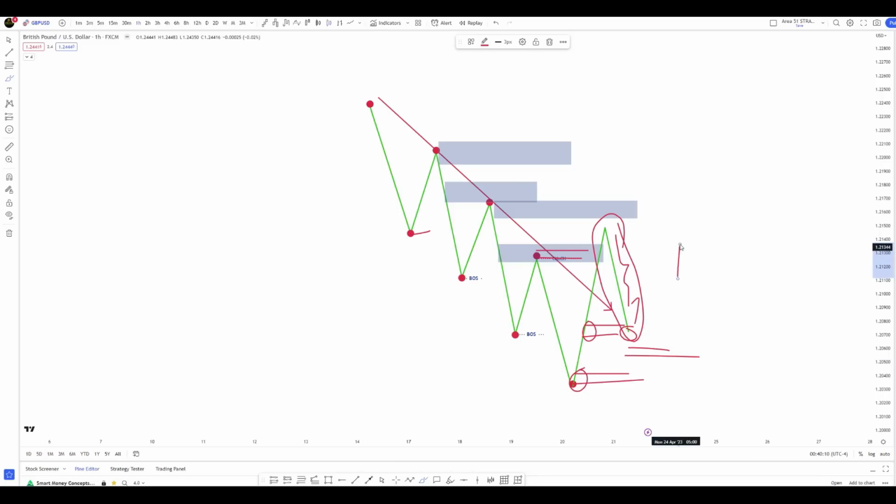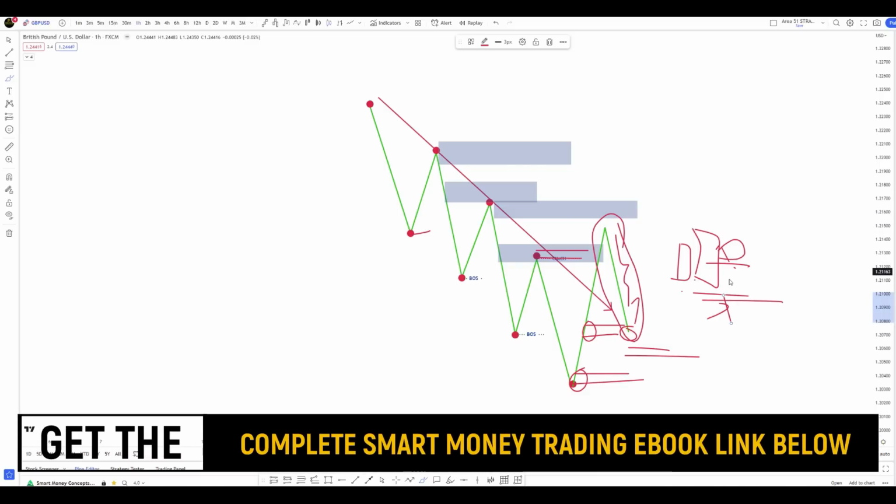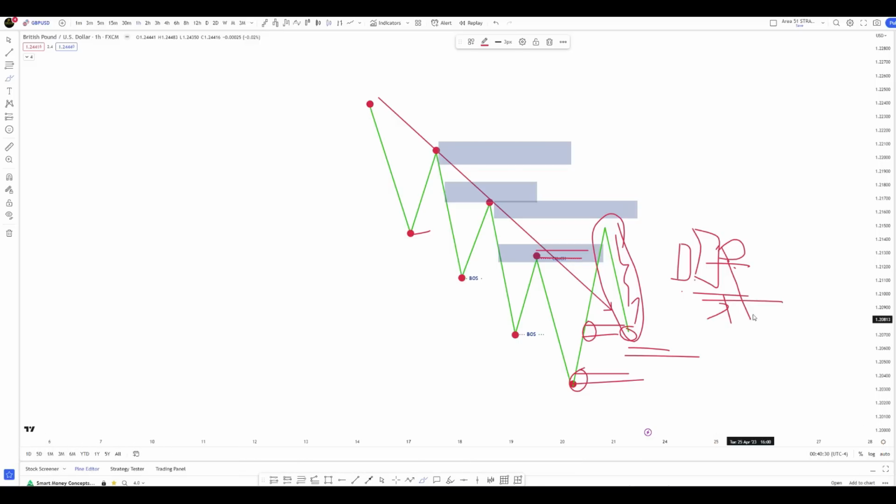So let's say this is an order block. The banks enter and they put their stop loss here. So this is where they enter the market, and this is where they put their stop loss. This order block here protects their order. But if the price goes below the order block, then they look for a sell position. Simple as that.